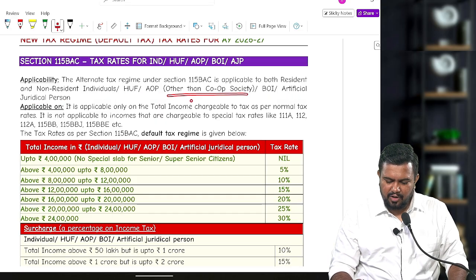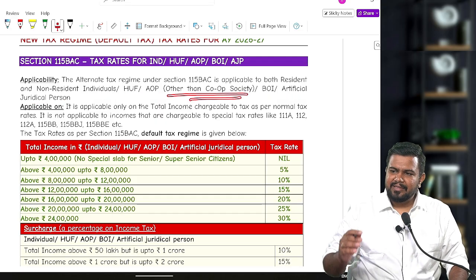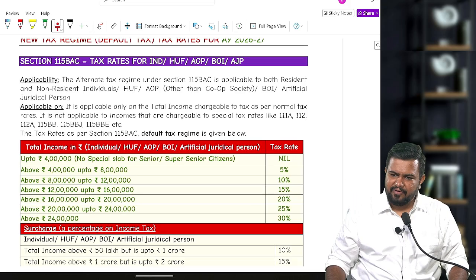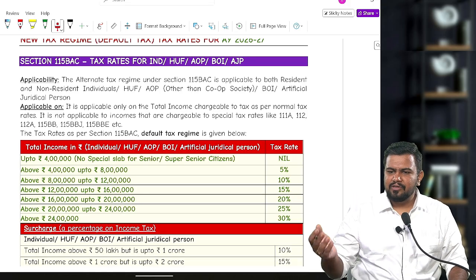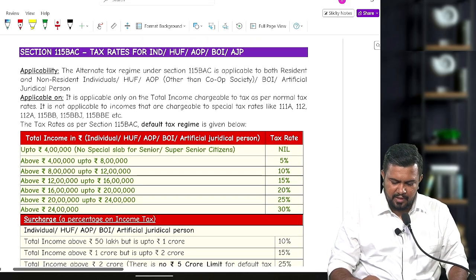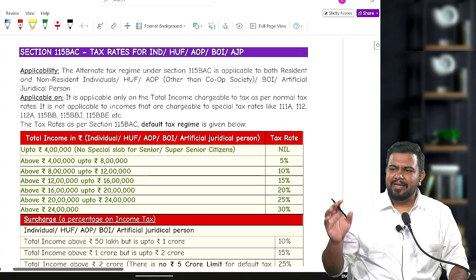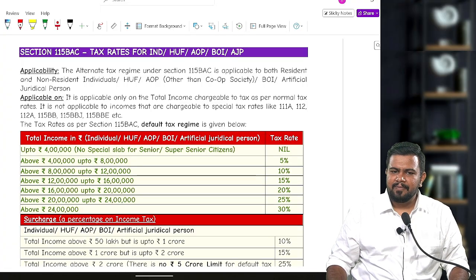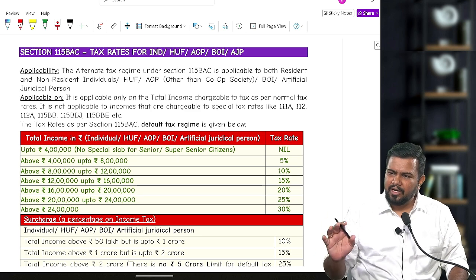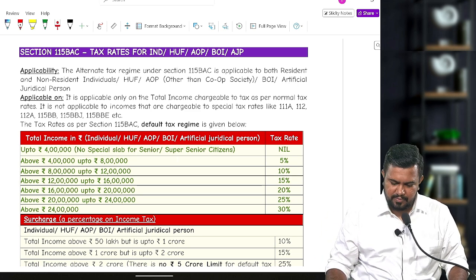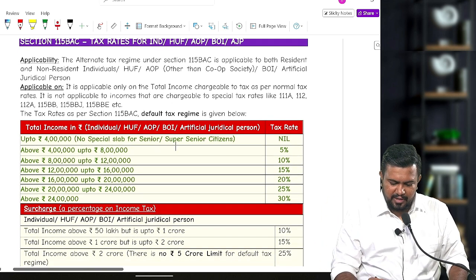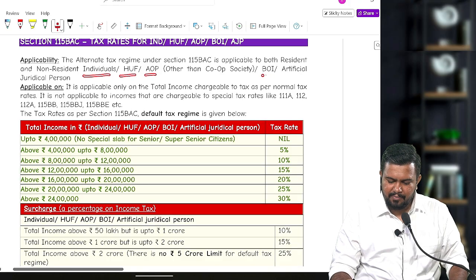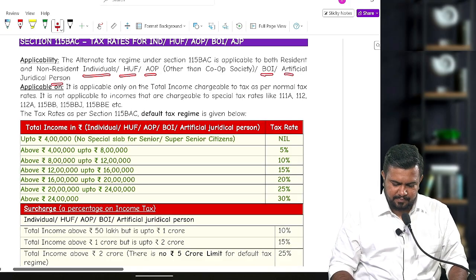Sir, why other than cooperative society? Because for cooperative society there is a different section, and for companies also there is a different section. For partnership firms alone there is no old regime new regime concept. For local authority also there is no old regime new regime. Only for individual, HUF, AOP, BOI and AJP.